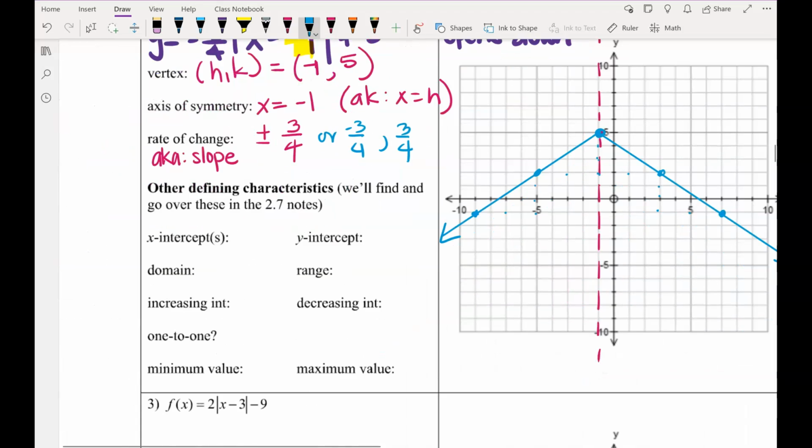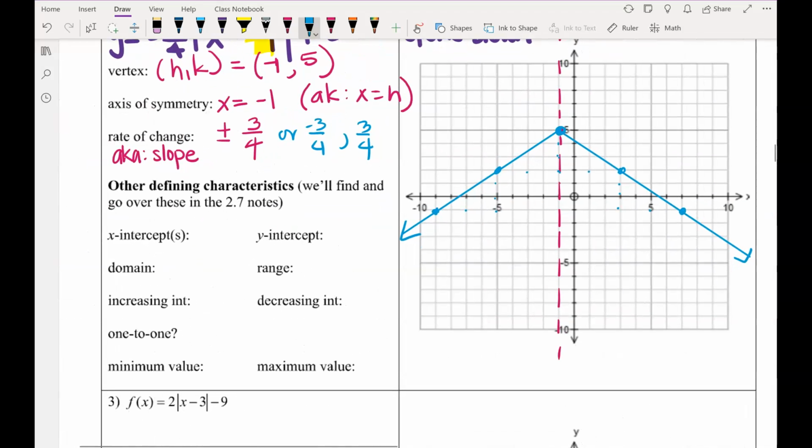And then the rest of the characteristics, students, we will save for 2.7. In example 3, I would like for you to identify your h and your k value and the equation for the axis of symmetry. Identify h, k. What is h? What is k? Once you have your h and your k, can you please share with your partners?